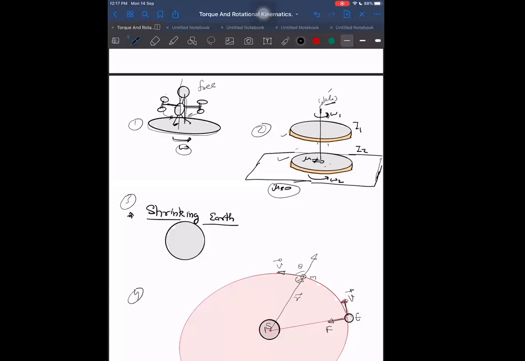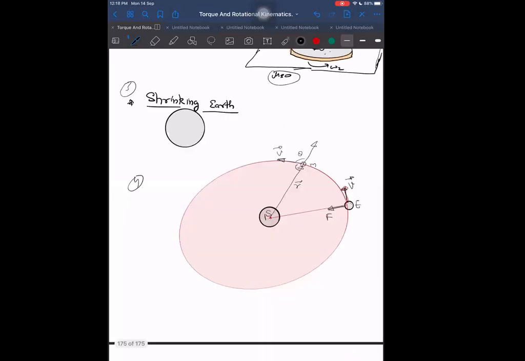Shrinking Earth. Now Earth is free to rotate about its own axis, and there is no torque acting on the Earth. Otherwise, the angular velocity of Earth would keep on changing. We know angular velocity of Earth is always the same. The duration of Earth's rotation about its axis is constant. But suppose suddenly Earth shrinks, somehow, maybe because there was some vacant space inside, an imaginary, hypothetical situation we are assuming, and the radius of Earth suddenly becomes R by 2.